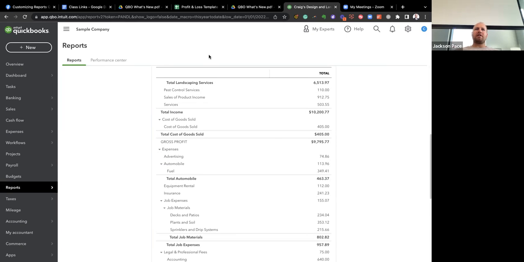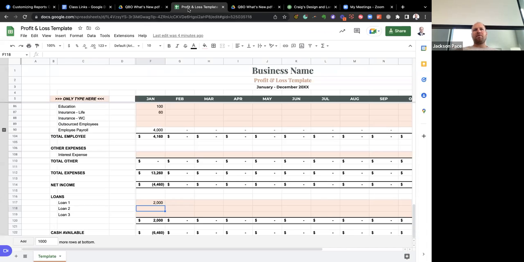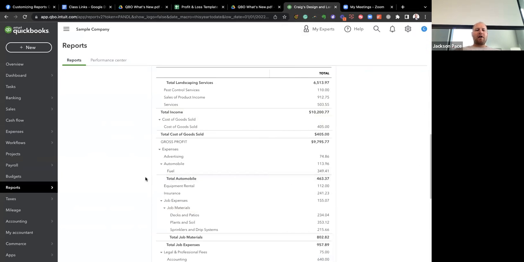So hopefully this is a good intro to what we're going to be doing with these reports. Again, when I think about customizing reports, it's things that we're going to do inside of QuickBooks to customize them. Then when we export them into an Excel spreadsheet or a Google Sheet, we can further start to work with them and understand our numbers from there.